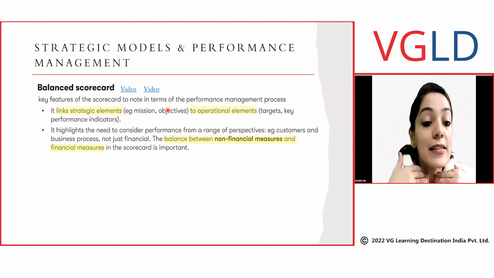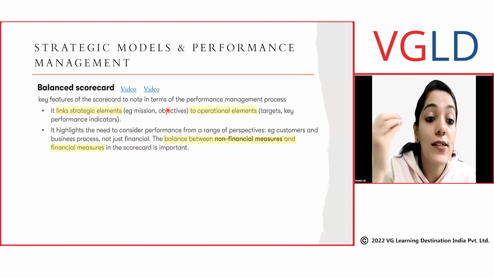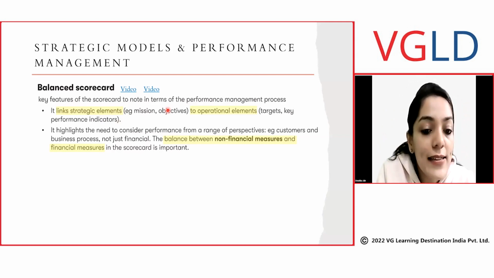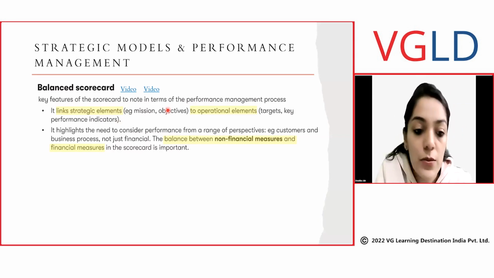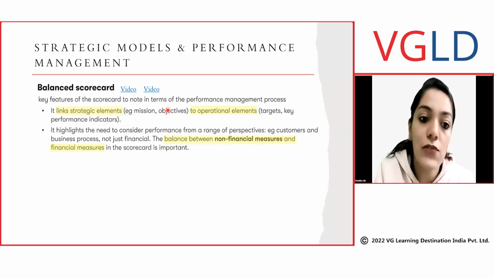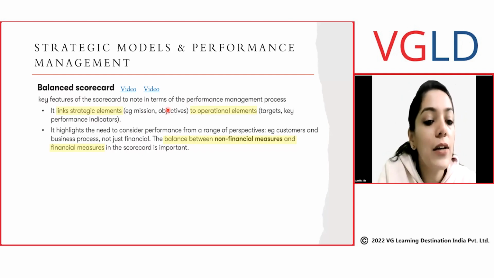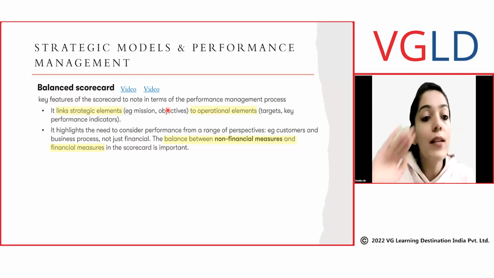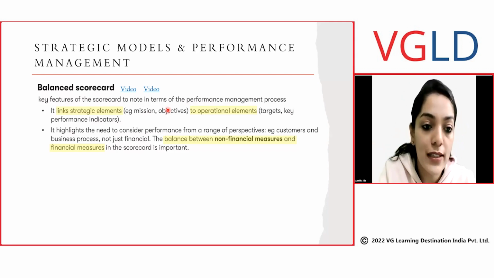So it is linking the strategic elements with operational elements, so that the strategies are actually implemented at the lower levels. It highlights the need to consider performance from a range of perspectives, for example customers and business process, and not just financial. The balance between non-financial measures and financial measures in the scorecard is very important. That is why it is known as a balanced scorecard: all the perspectives are balanced and it ensures the long-term growth of the company.